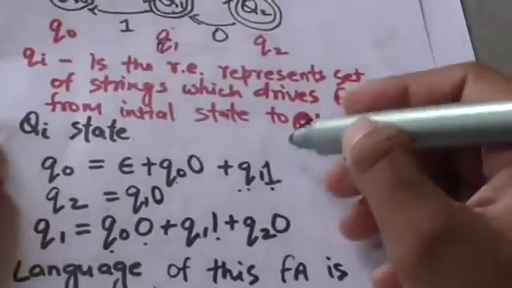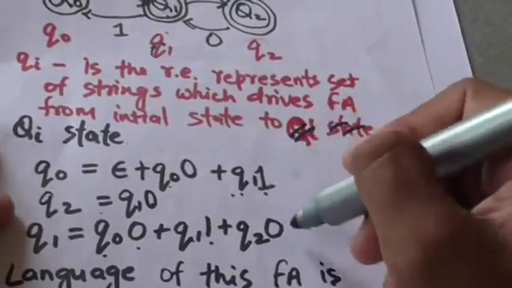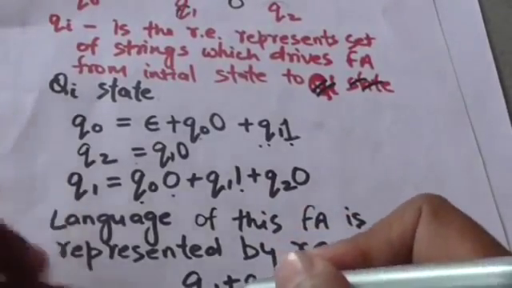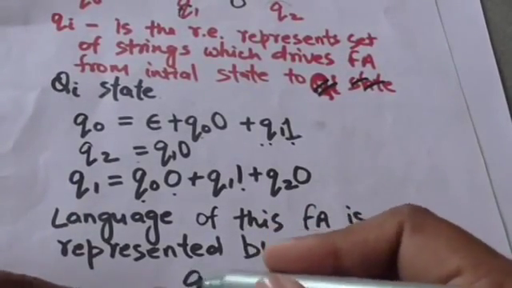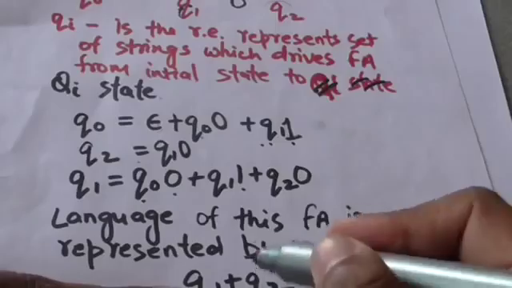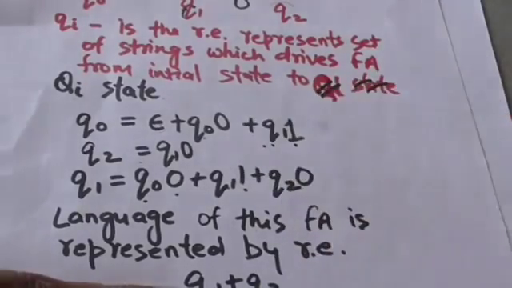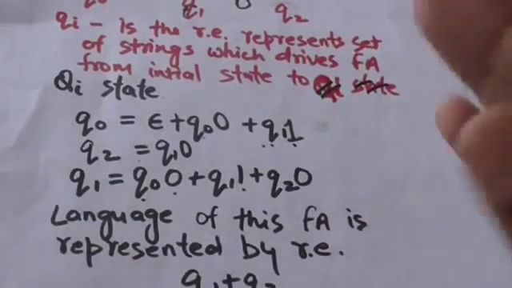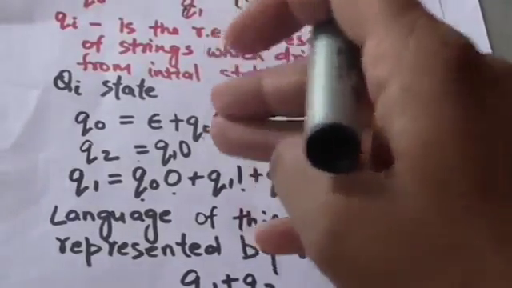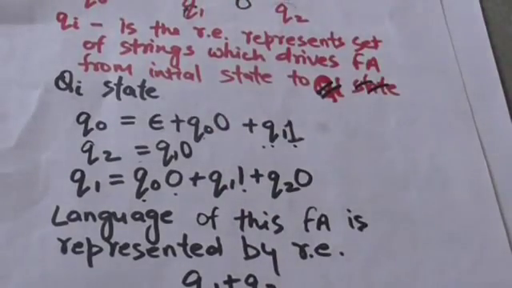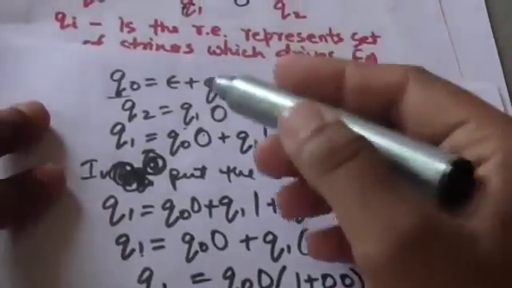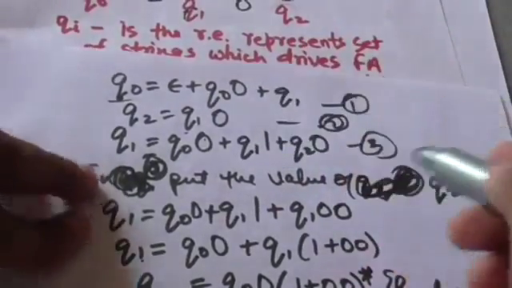Now we have three equations. What we have to do? We have to find the value of the regular expression Q1 plus Q2 in terms of input symbols 0 and 1. So what will we do? We will solve these equations by repeated substitution and by using Arden's theorem.